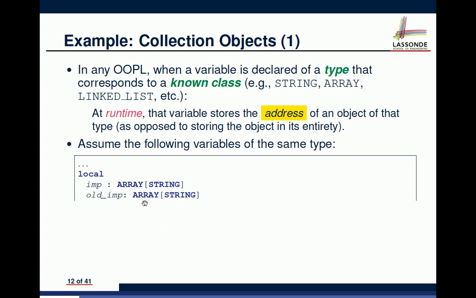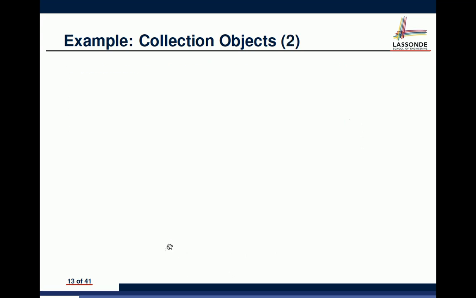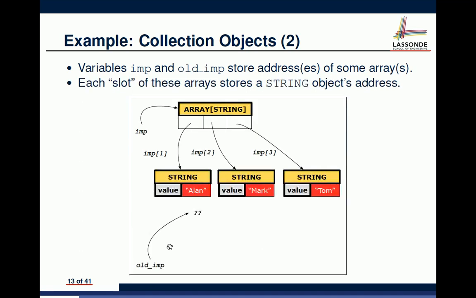Let's say we've got imp and old imp. That's the exact syntax you can write: imp.make_empty, what I just mentioned. And then let's say we also have persons 1, 2, and 3: Alan, Mark, and Tom. Are you happy with this diagram here? I'm going to redraw it. Let's say imp is pointing to some array object over here, which has 3 elements. Imp at position 1, so indices start with 1.